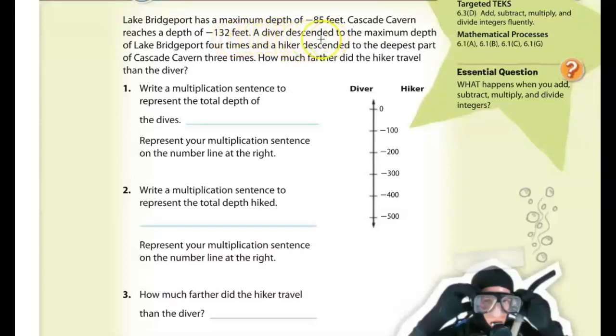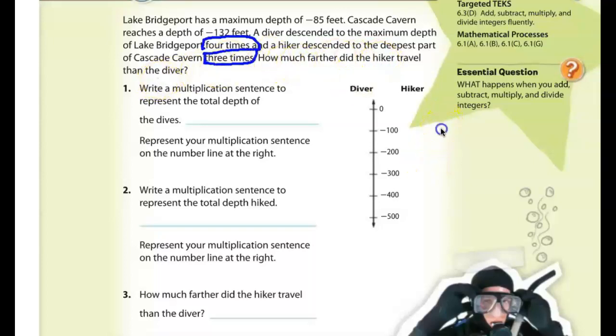If a diver descends, and remember the word descend means go down, goes down to the maximum depth of Bridgeport 4 times, and so I'm going to go ahead and circle that, put a little box around that. 4 times, and a hiker descends the deepest part of Cascade Cavern 3 times. How much farther did the hiker travel than the diver?